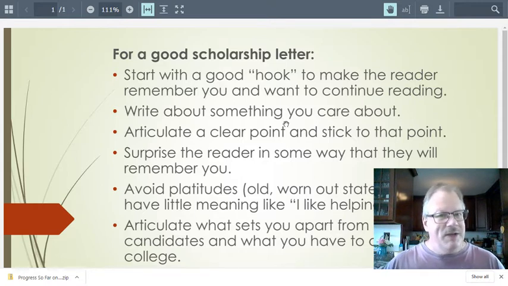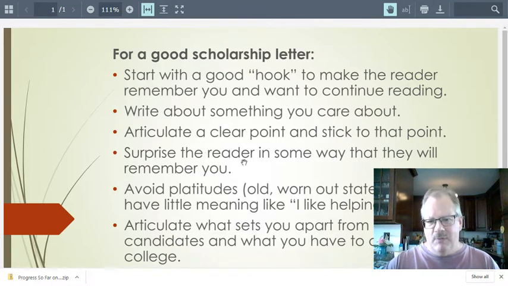What is special about me? It goes back to that reflection we did. What's unique about me that I can make them remember and understand how, one, I need a scholarship, and two, I'm a good investment for the college to put money into, right? I'm going to be a great student and do great things when I graduate. All kinds of good stuff there.